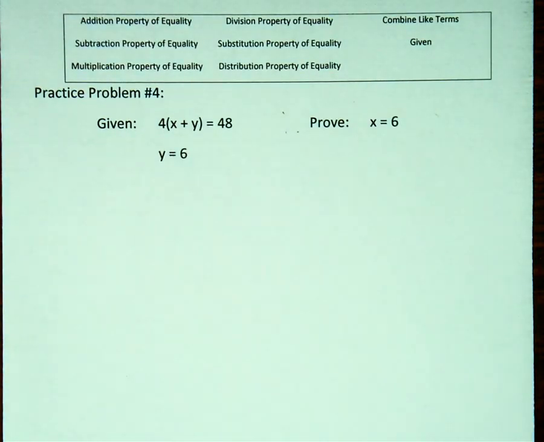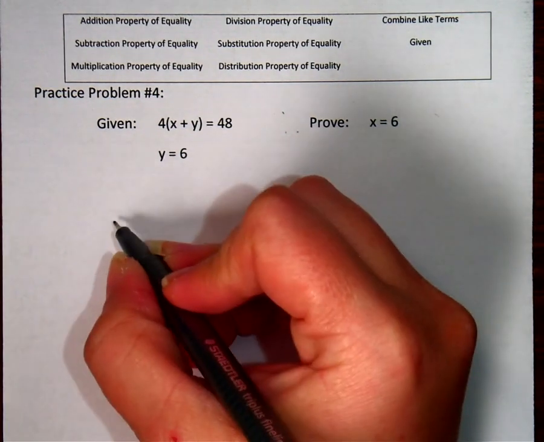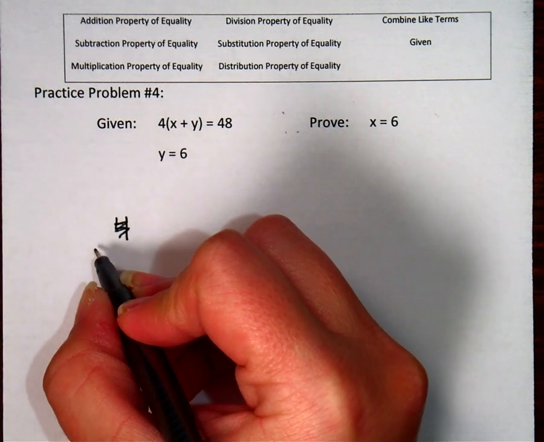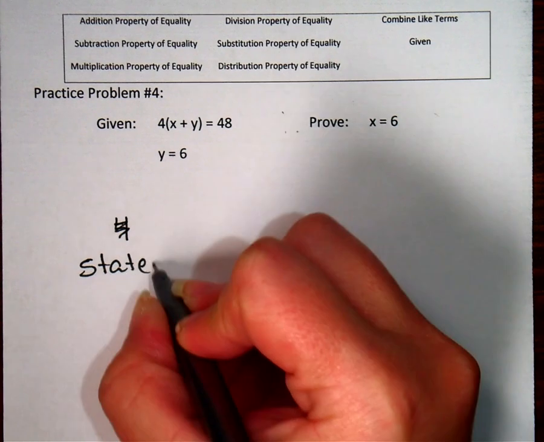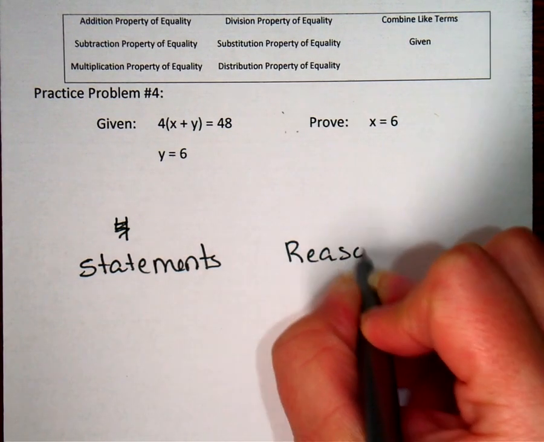All right, so this again, I have 4 times x plus y equals 48, and I also have y equals 6, and I'm trying to prove that x equals 6. Oops, sorry. I'm going to do statements and reasons.